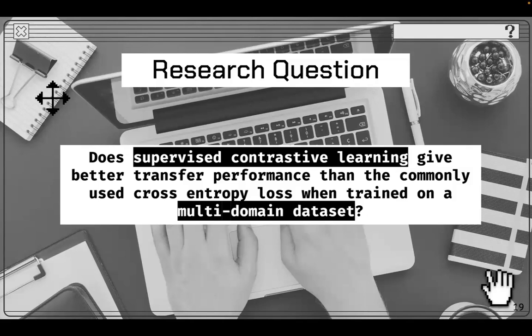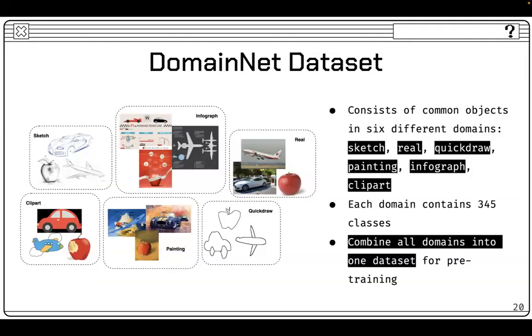To give some brief background on DomainNet, its domains include real, quick draw, painting, infograph, and clip art. Each domain contains 345 classes. For the purpose of my research, I combine all of these domains into one huge dataset for pre-training.